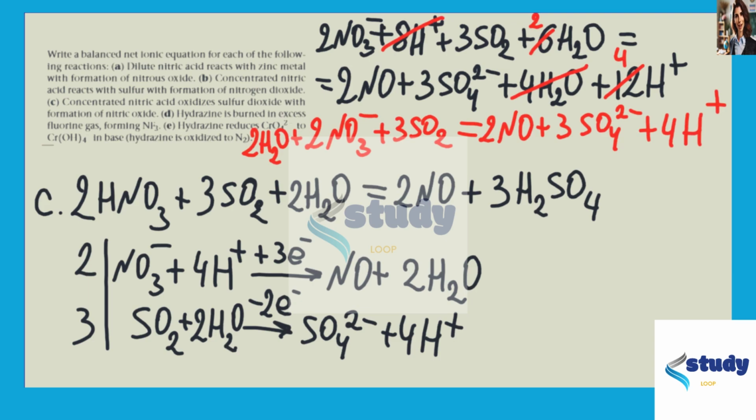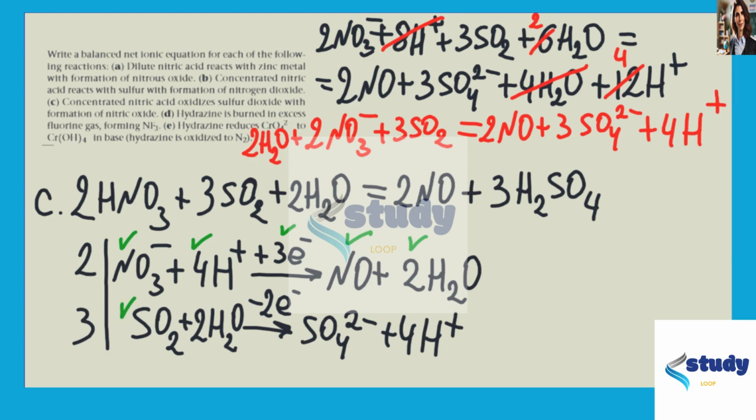C. Nitrate becomes NO. To balance oxygens, you add 2 waters. To balance hydrogens, you add 4 protons. To balance charges, you add 3 electrons.